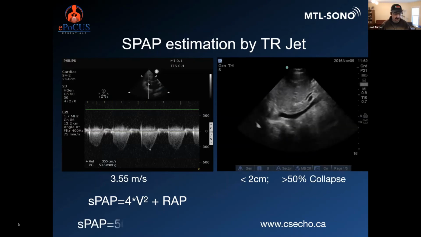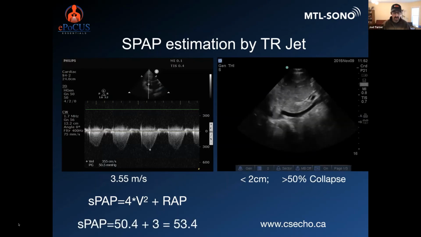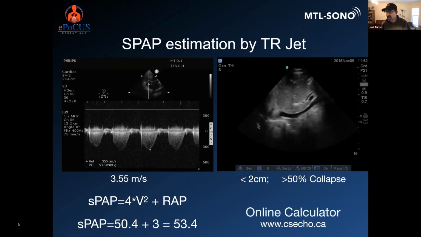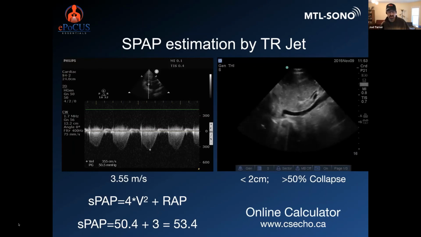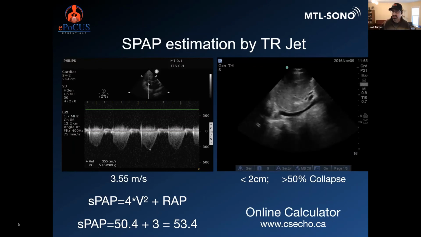So how are you going to measure? You're going to put this into a measurement and see that your systolic pulmonary artery pressure is 53.4. Now, again, like I said, I do not want you to remember this equation, but if you go to the Canadian Society of Echo website, there is a tab on the top that says calculators. And this is where you will see all the various calculators that will help you, and you will look for the right ventricular systolic pressure calculator.